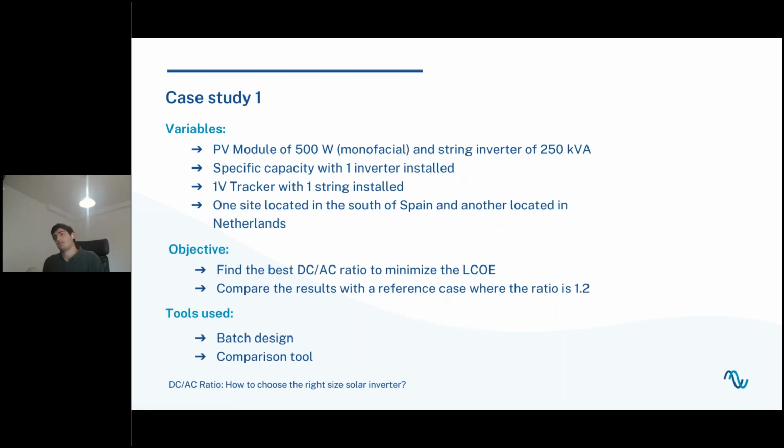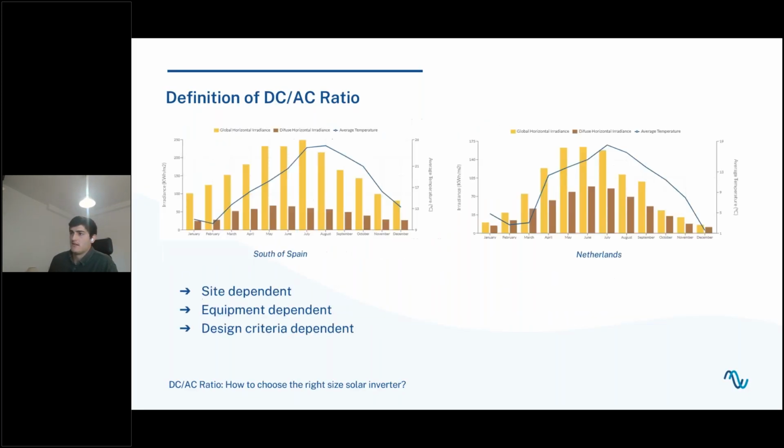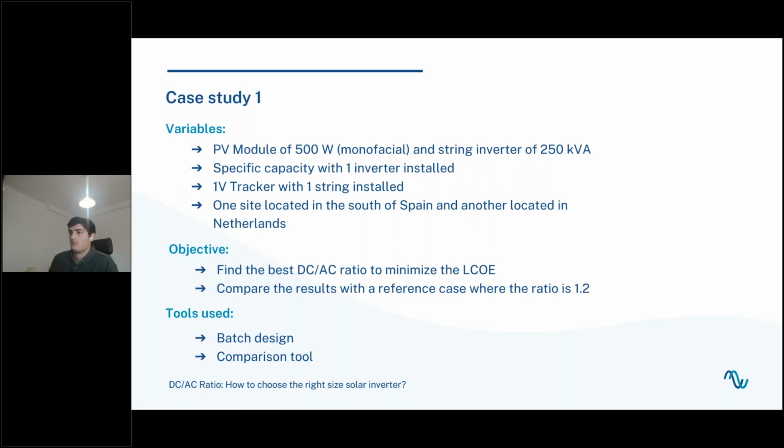So now the first case study that I wanted to propose is one where we are going to review the first dependency that I was mentioning, the site dependency, and we are going to compare one site located in the south of Spain with another located in the Netherlands, with a PV module of 500 watts, a monofacial module, and a string inverter of 250 kVA. We are going to just evaluate one inverter, and then we will try to extrapolate for the whole plant, with one V tracker with just one string installed.